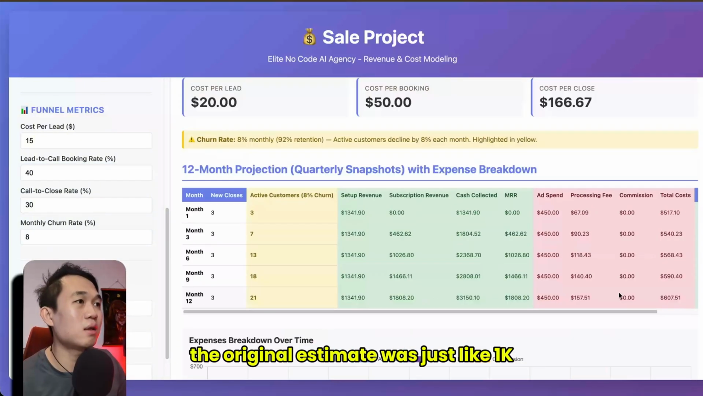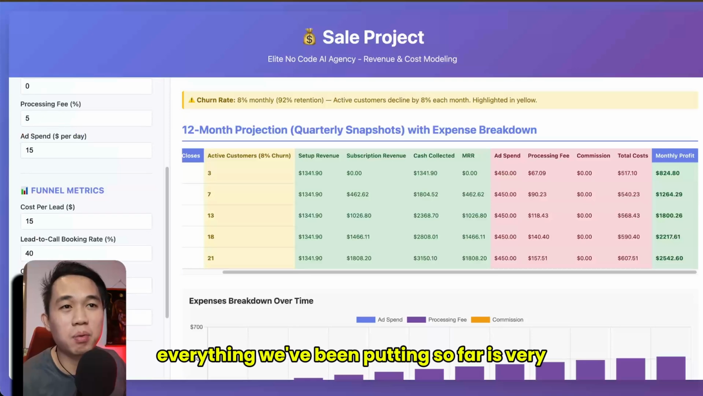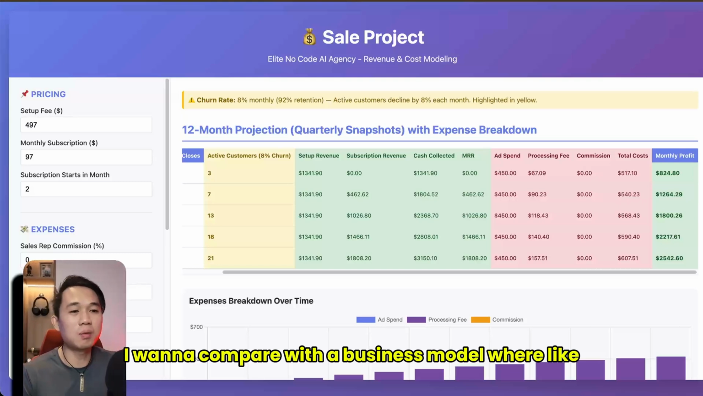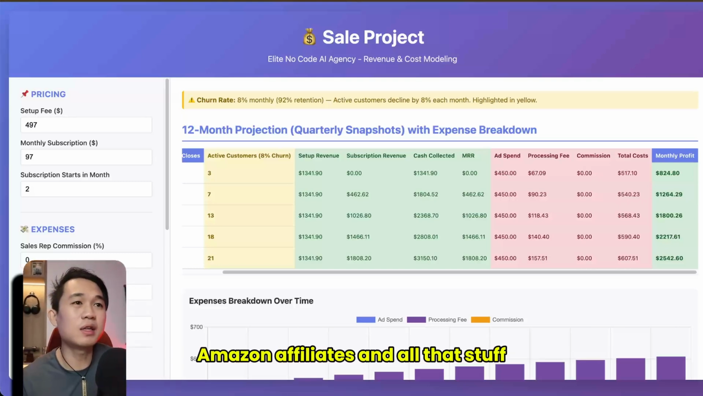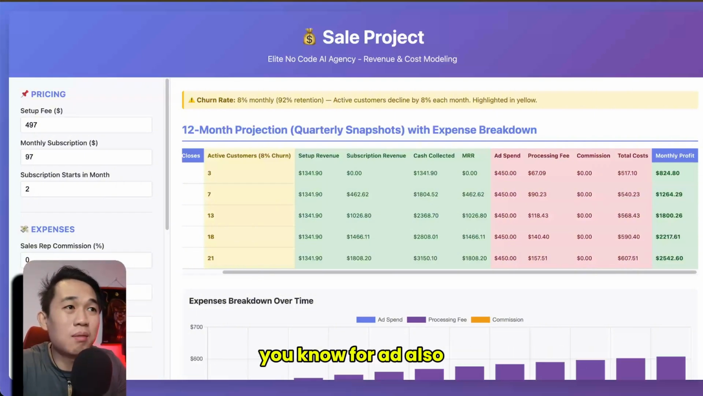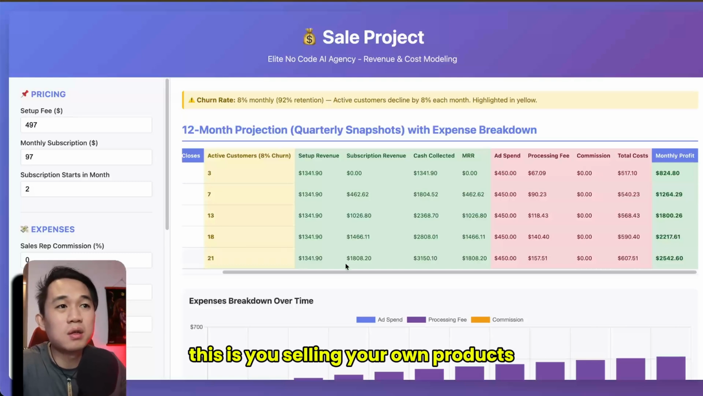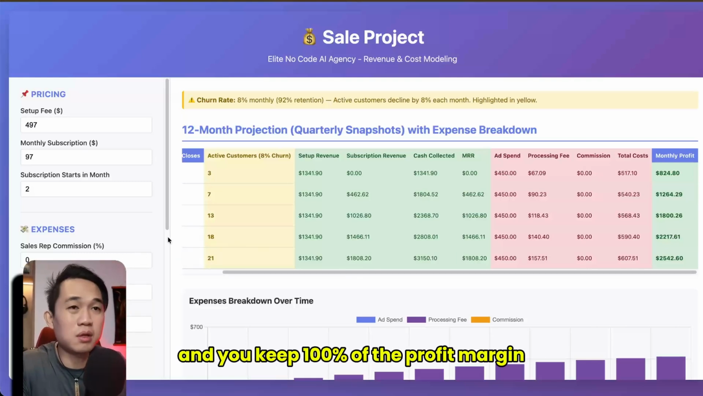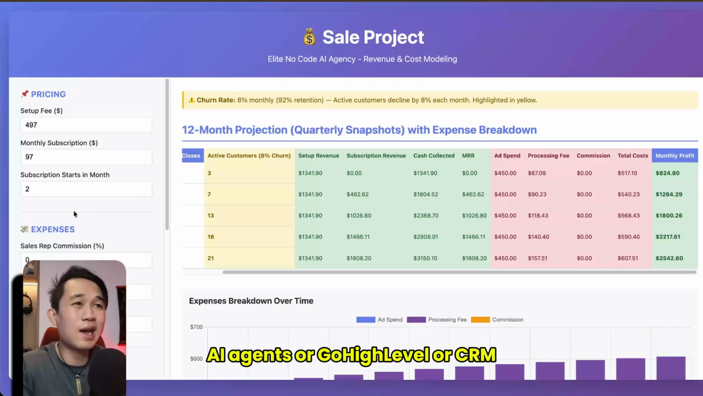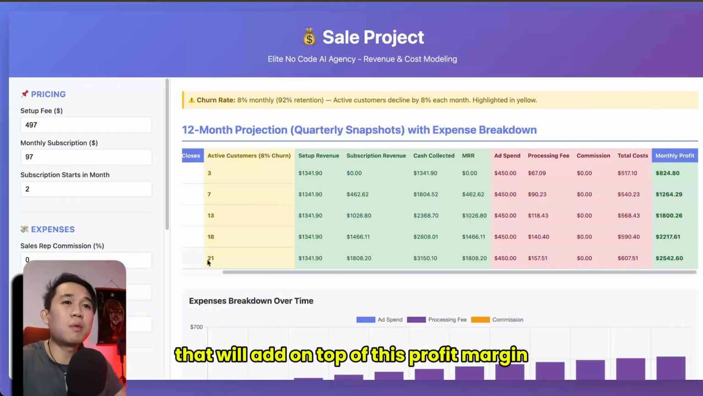Now, the reason why the original estimate was just like 1K at the end of the year is that everything we've been putting in so far is very conservative, really conservative. I want to compare with a business model like Amazon affiliates and all that stuff, where you have to pay for inventory, and affiliate marketing, and you have to pay for ads also, but you're selling somebody else's products and the profit margin is really low. This is you selling your own products and you keep 100% of the profit margin. And this does not even include upsell. If they come in, you can upsell them on a website, AI agents, or GoHighLevel CRM, or WhatsApp, or WordPress, anything like that. That will add on top of this profit margin, right?